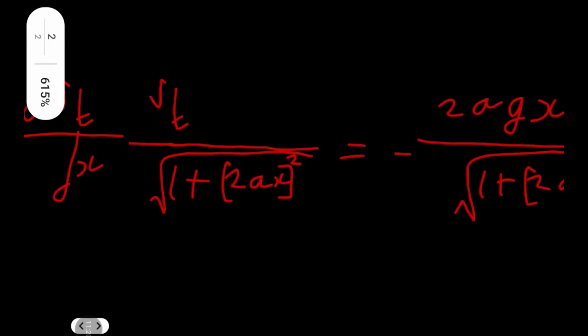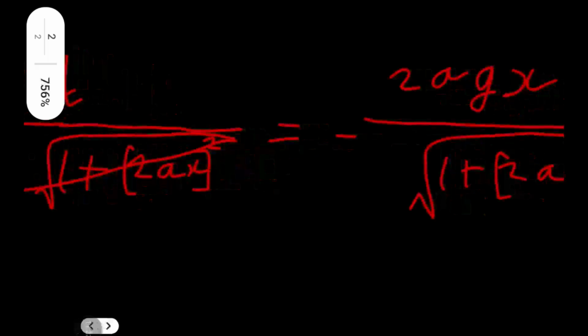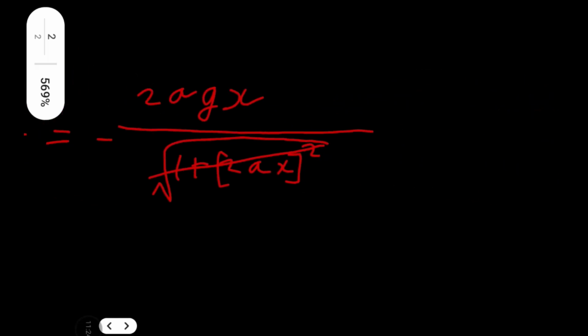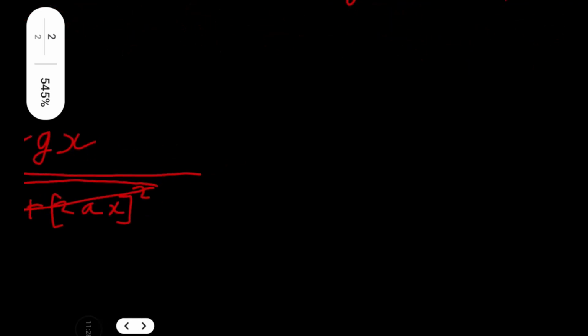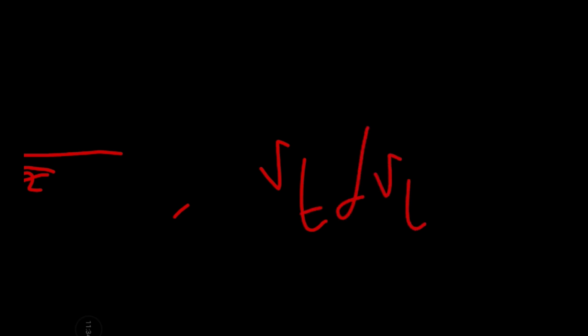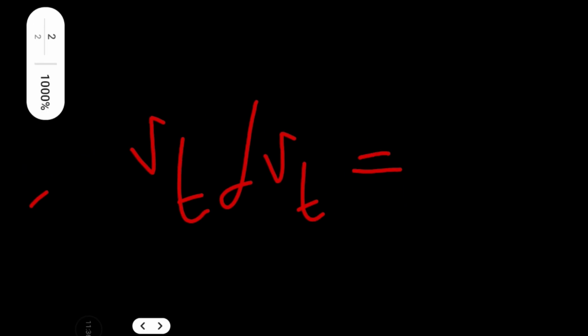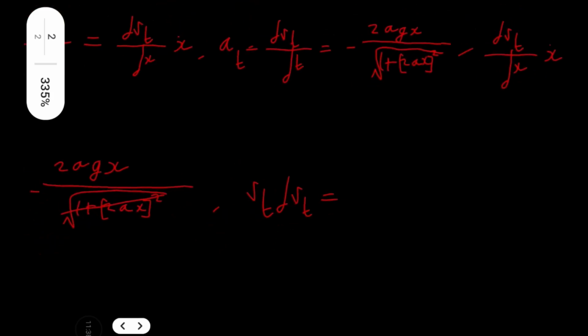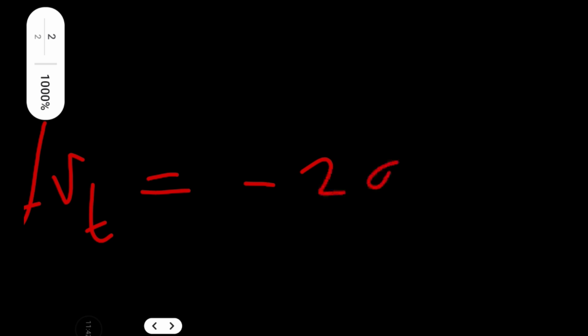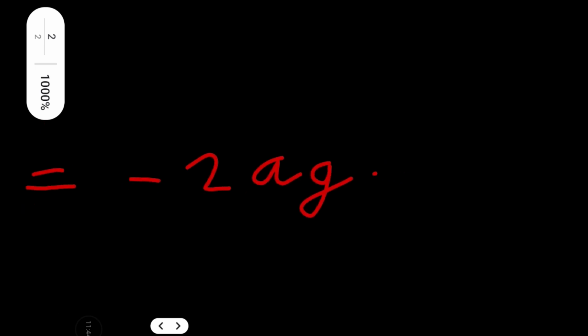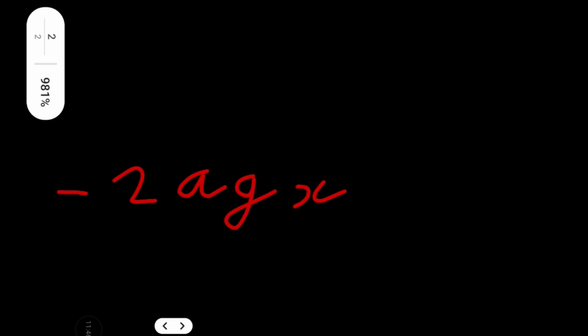Now with this, those are immediately going to cancel out, and then you're going to get into this form. Then you're going to basically times both sides by dx, and you're going to get into this form here. So vt dvt is equal to minus 2agx, and it was dx, remember, dx.